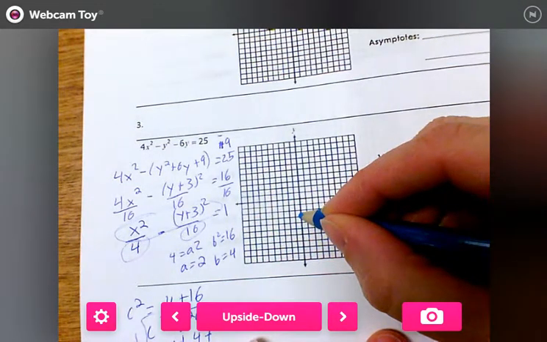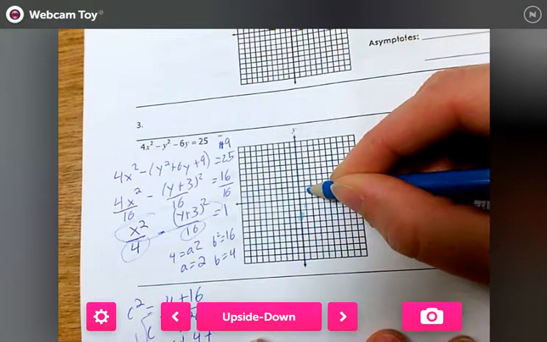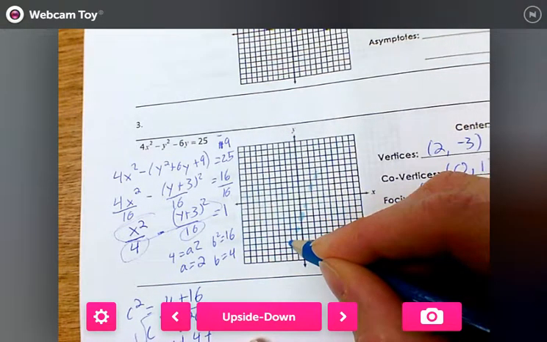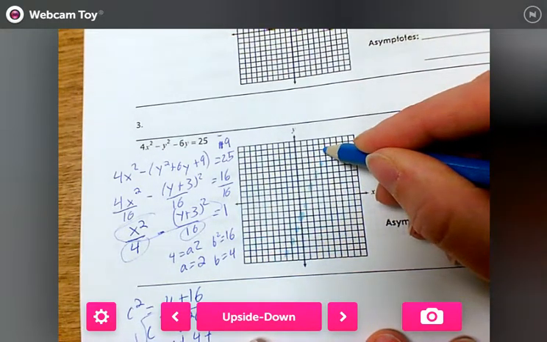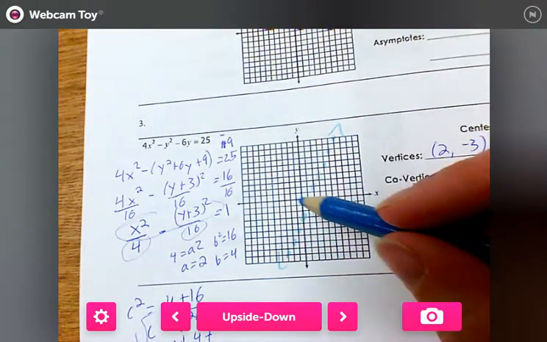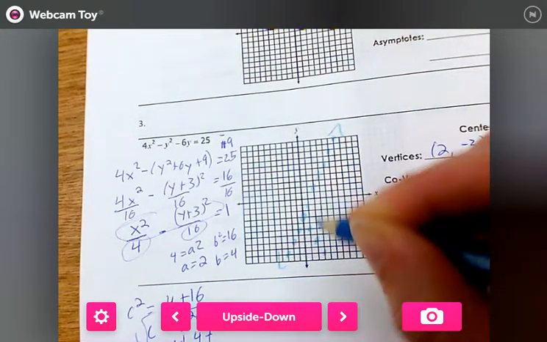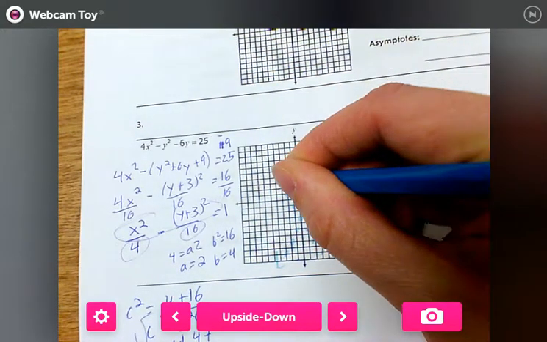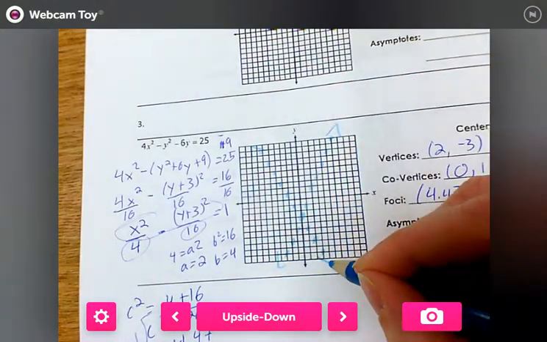I'm going to do my asymptotes first. So I'm going to go for the first one up 2 over 1, up 2 over 1, or down 2 over 1. Okay? For the next one, I'm going to start at negative 3, and I'm going to go down 2 to the right 1, or up 2 to the left 1. And we look like this, okay?